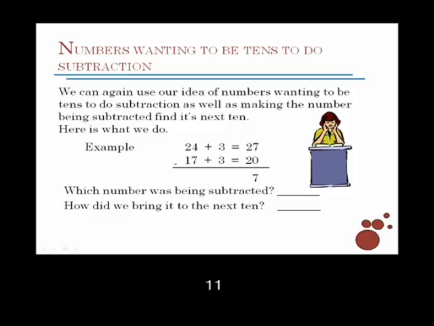And it's very simple. I'm going to take the 17 and help the 17 become its next 10. How many more does 17 need to become a 10? Just 3. Remember, if I do something to the bottom number, I'm going to have to do the same thing to the top number. The question is this: which number do I make the next 10? Well, the number that was being subtracted, the 17. And how did we bring it to the next 10?